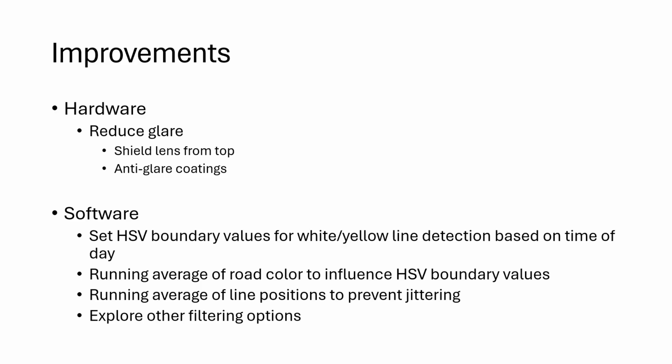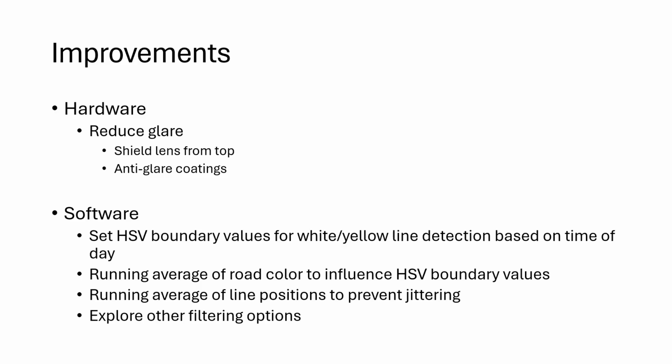On the software side, the HSV boundary values pretty much dictate how well the algorithm is working. It dictates whether they decide the entire road is made up of just lane lines, or whether white or yellow lane lines are detected at all.